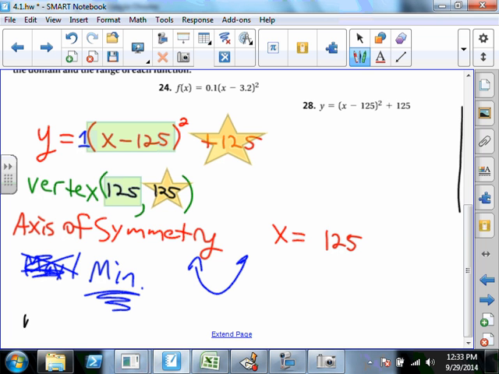So this one's going to have a minimum. And now we want the minimum value. The minimum value here is, now, let's be real clear about this, this minimum value of 125 is actually the y-coordinate of the vertex. That minimum value is the y-coordinate of the vertex. This problem is kind of confusing because I used 125 in both things. I apologize for that. It's not my fault, it's theirs.